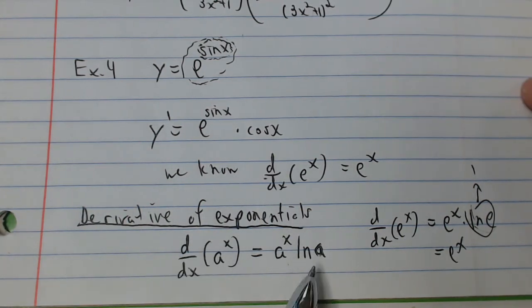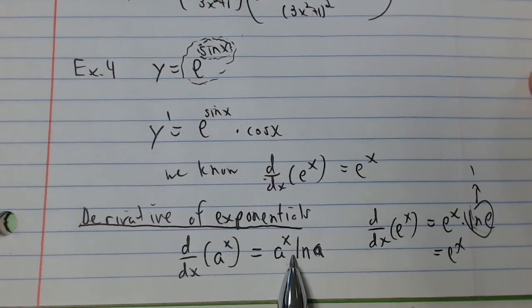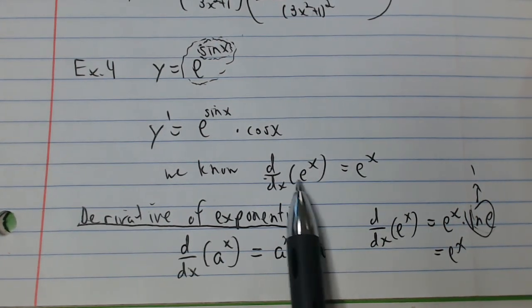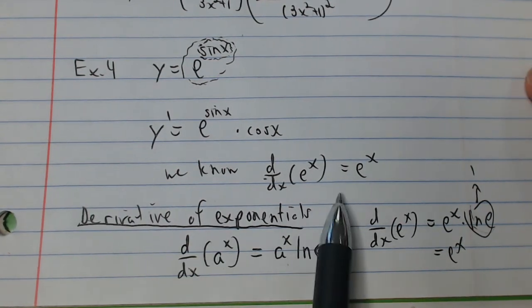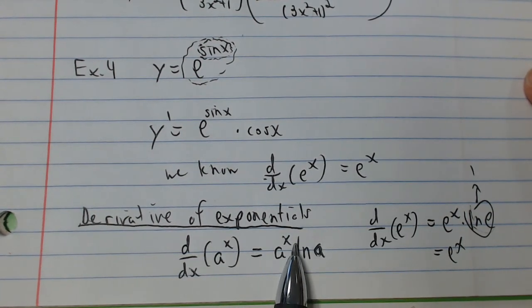So this is the difference. If you get an exponential whose base is something other than e, it'll be a to the power of x times the natural log of whatever that base is. We like working with e to the x because we lose that ln; it's not that we lose it, it just becomes a 1. So the derivative of e to the x is e to the x, and the derivative of a to the x is a to the x ln a.